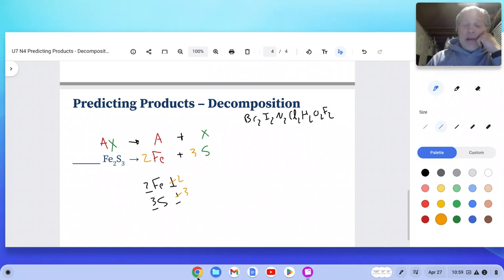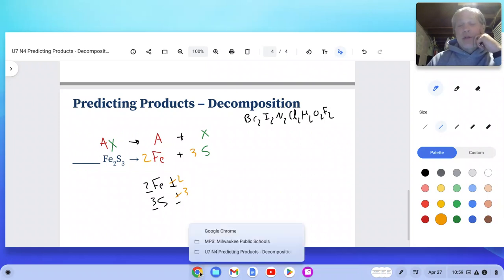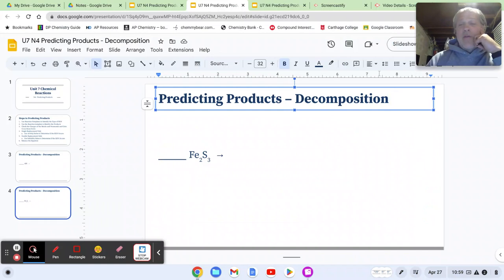So that wraps up how we do decomposition reactions. And if you have any questions, make sure that you consult your note sheet and you take a look back at the notes you've taken here. And other than that, we will go over this going forward.